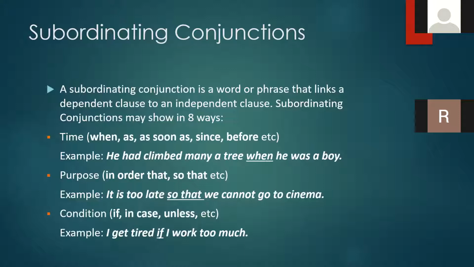Next one, purpose: in order that, so that, etc. Example: it is too late so that we cannot go to cinema. Here, so that is the subordinating conjunction. Next one, condition: if, in case, unless, etc. Example: I get tired if I work too much. Here, if is the subordinating conjunction used.